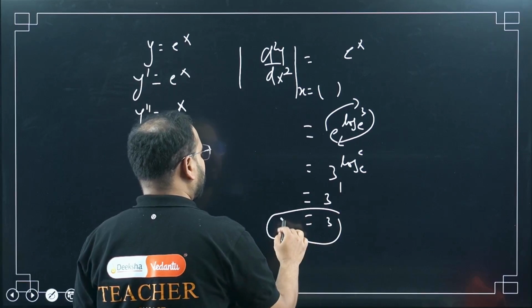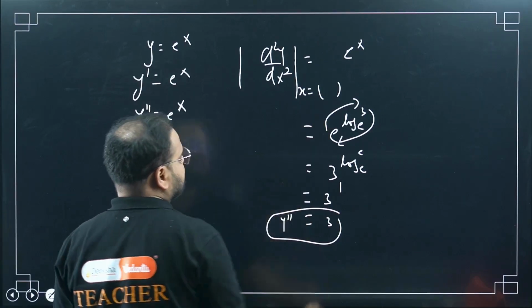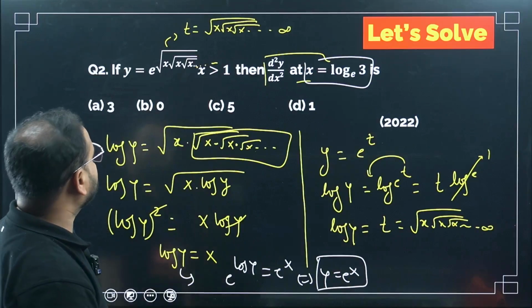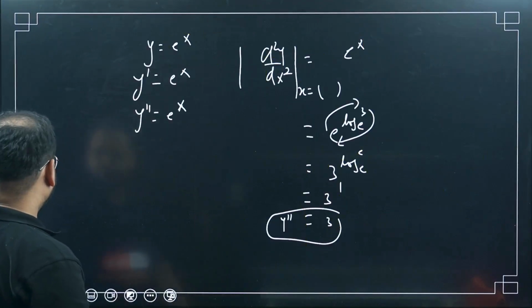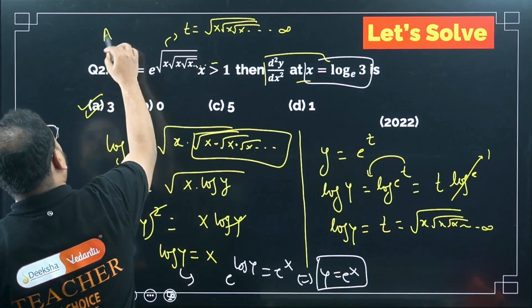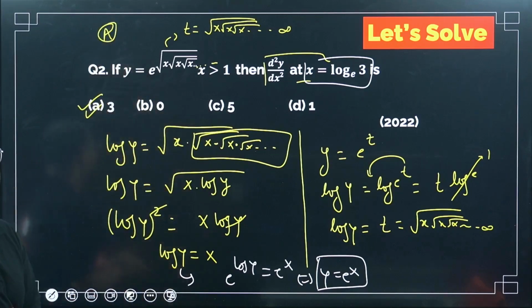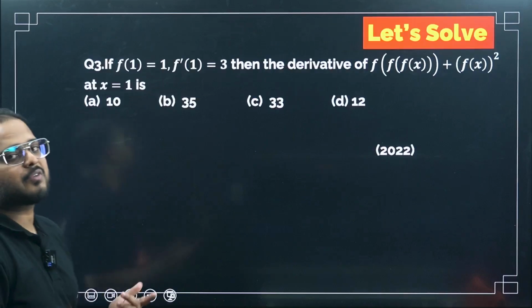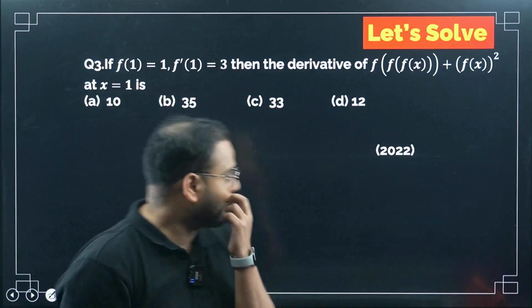This is y double dash, when x is given as log of 3, ln 3. So my answer is 3. Any option like this? Option A. Very good question. I hope this is visible. Have a look. I hope whoever has solved this question got the answer as 3. Moving on. Chaliye.